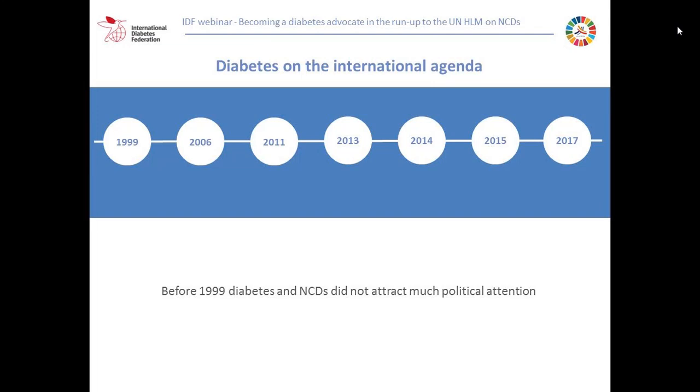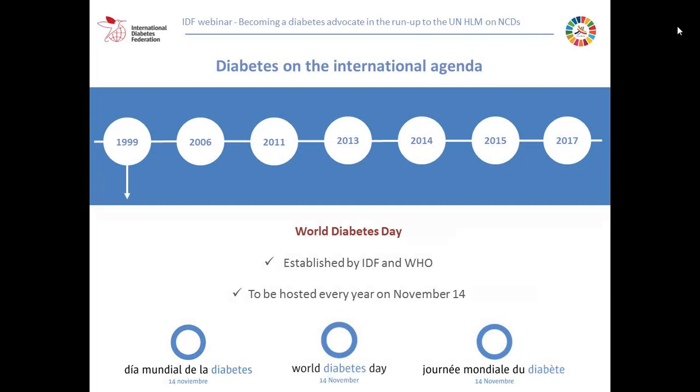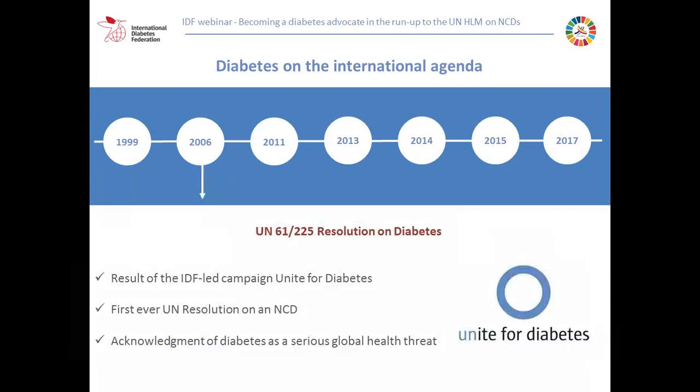This timeline shows the most important dates for diabetes over the last years, and we need to take into account that before 1999, diabetes and NCDs were not really on the international agenda. They did not attract a lot of political attention. So the first important date could be 1999. This is the year in which IDF and WHO established World Diabetes Day. As all of you know, World Diabetes Day is held every year on November 14. And this was a very important date because it was a way of recognizing the importance of diabetes and the great impact that it has around the world.